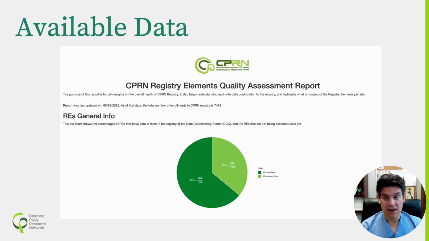So step one is figure out what data are available. As you can see here, we can use the CPRN registry elements report in order to get an idea of just how many patients there are in the registry that have these data. There's a little bit more granular data available for these reports now as well, and this is evolving as the Data Coordinating Center makes progress. But you can see here we have several patients in the registry that have had rhizotomy, so a good population that we might be able to study.